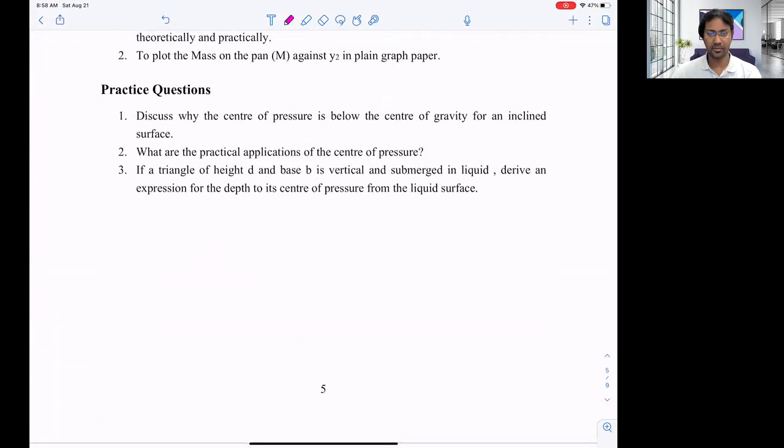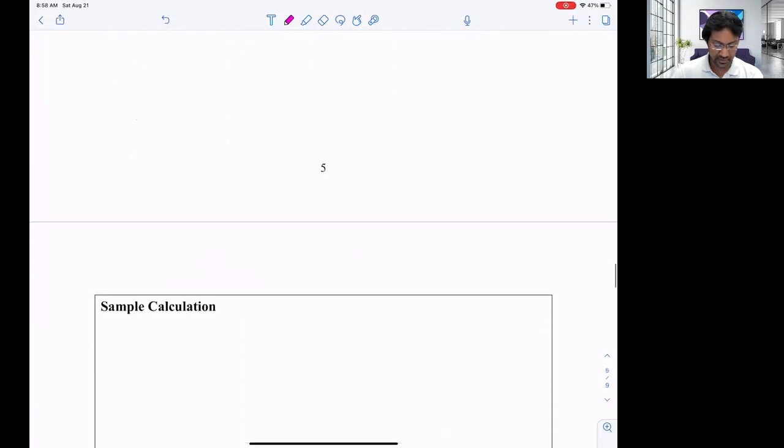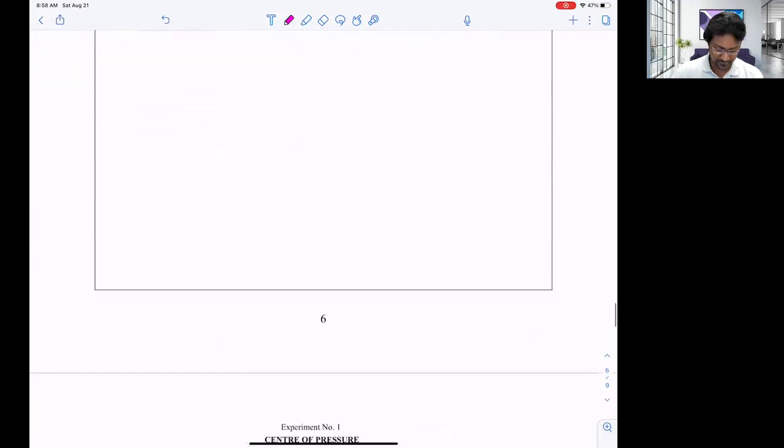Why is the center of pressure below the center of gravity for an inclined surface? I'm giving the answer not right now, but before that I can show the sample calculation.